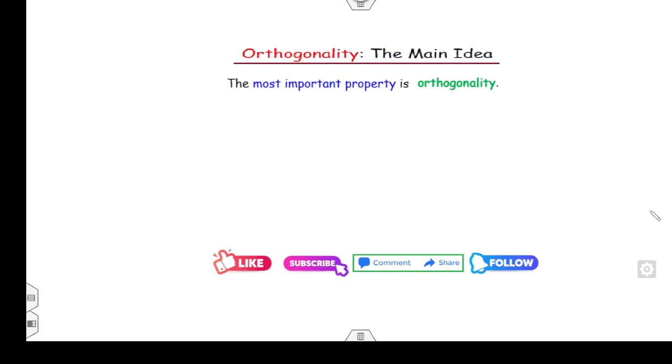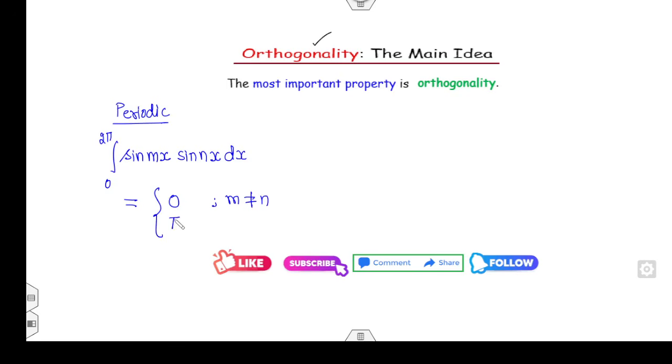Now, one of the most important properties of the Legendre polynomials is orthogonality. We know in case of periodic functions, what is the orthogonality? When you take the period from 0 to 2 pi, the integral of sine of mx times sine of nx. What is the answer? It will be 0 whenever m is not equal to n, and it is pi whenever m is equal to n.